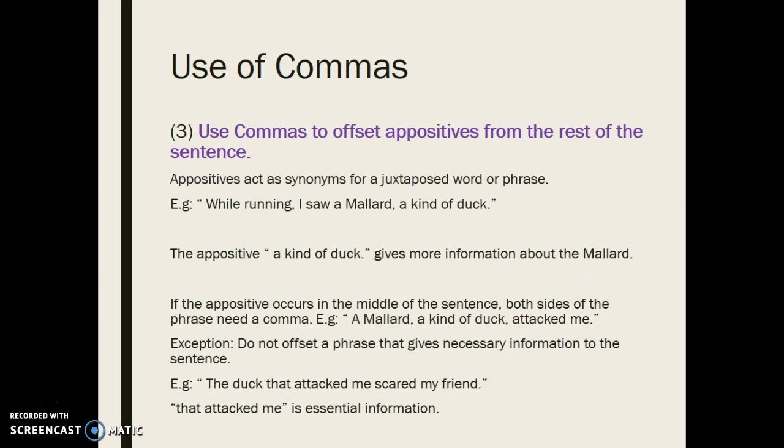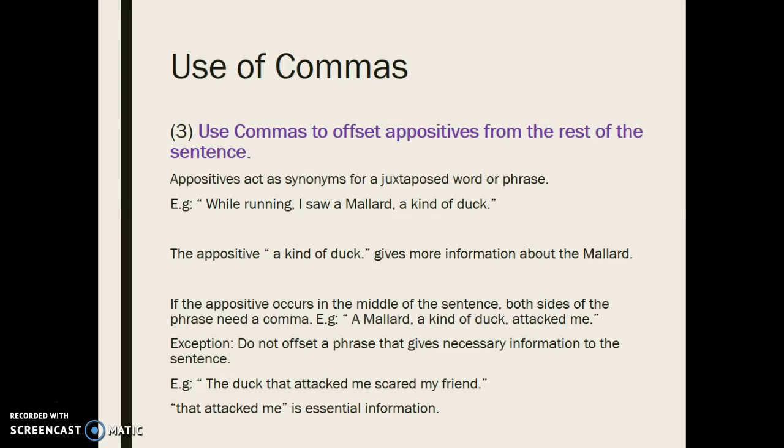Use commas to offset appositives from the rest of the sentence. Appositives act as synonyms for juxtaposed words or phrases. While running, I saw a mallard, a kind of duck. The appositive, a kind of duck, gives more information about the mallard. If the appositive occurs in the middle of the sentence, both sides of the phrase need a comma. Example: a mallard, a kind of duck, attacked me.